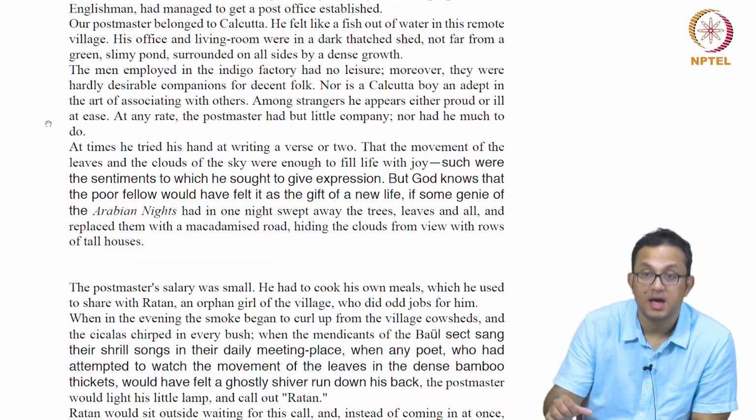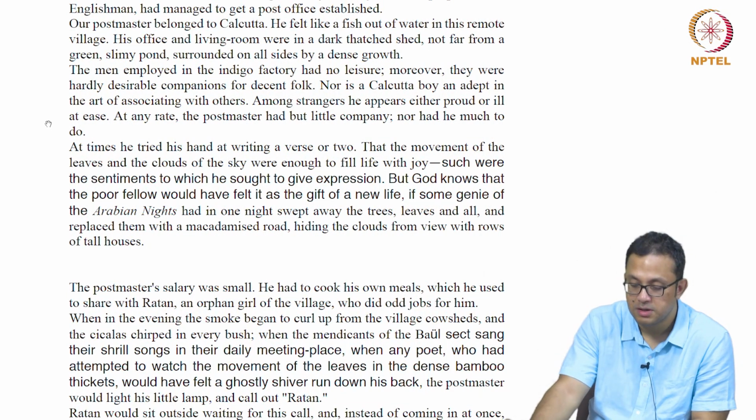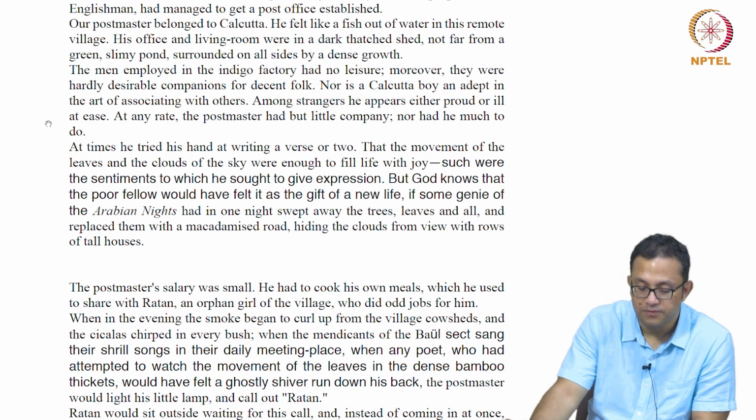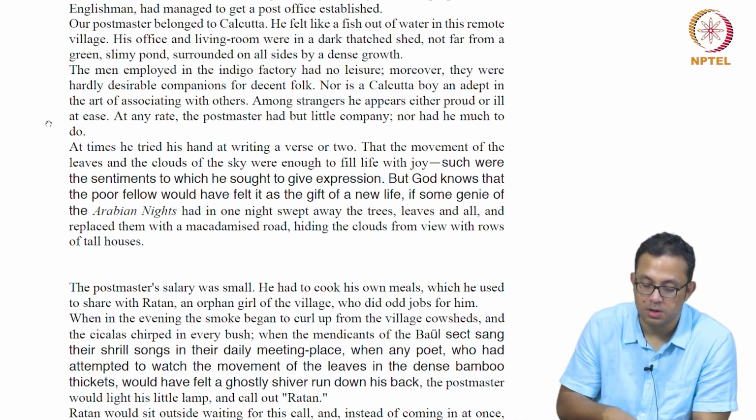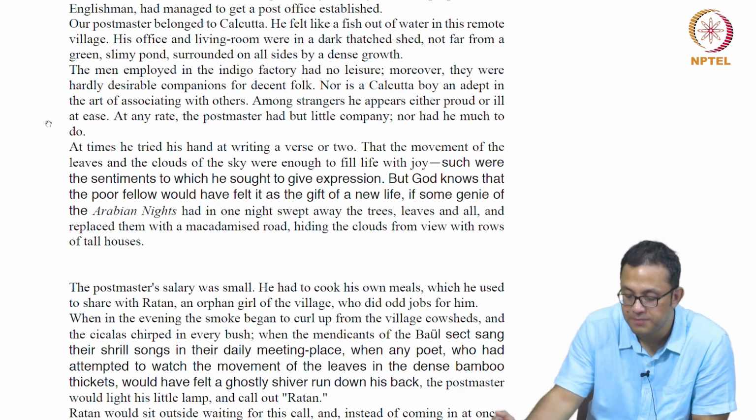The postmaster's salary was small. He had to cook his own meals, which he used to share with Ratan, an orphan girl of the village who did all jobs for him. So we're introduced to the character called Ratan, who we're told is an orphan girl of the village who would just do errand jobs for him.